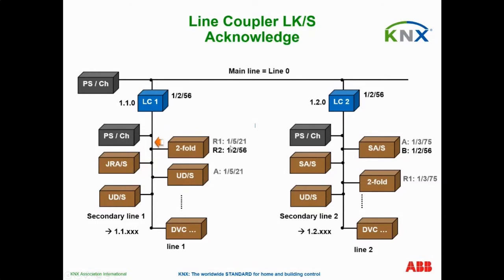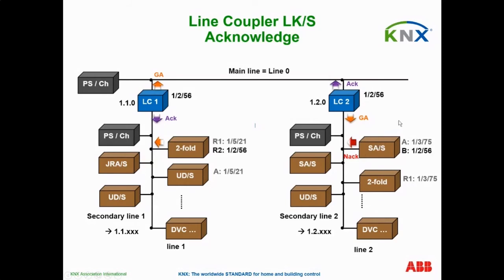Here's another example. We send out 1256. 1256 is acknowledged. Again, it goes out to the main line. Again, it's acknowledged. Again, line coupler two sends it onto line two. However, the device says not acknowledged. I don't know. Maybe the device wasn't ready. Maybe it was powering up. Who knows? For any one of a number of reasons, the telegram mightn't have gotten to the relay. So the relay comes back with a not acknowledged. Something was wrong with that telegram.